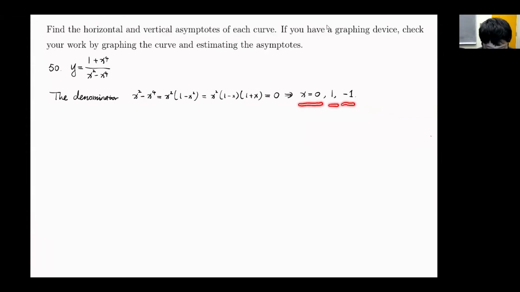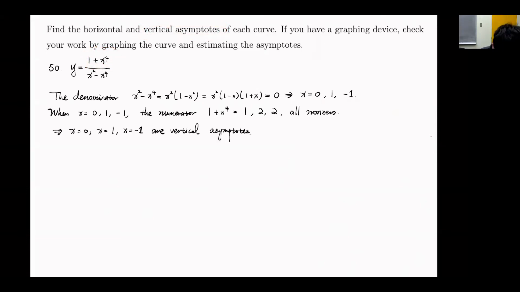Okay, but in order to make sure we have a vertical asymptote, please definitely make sure you check also the numerator, and please make sure the numerator is non-zero. So when x takes these numbers, the numerator 1 plus x to the 4th will respectively take these 3 numbers. If you plug in x equals 0, you get 1. If you plug in x equals 1 or x equals minus 1, you will get 2 and 2. So all these numbers are non-zero. Because you have non-zero numerators, you can safely say that x equals 0, x equals 1, and x equals minus 1 are indeed vertical asymptotes.